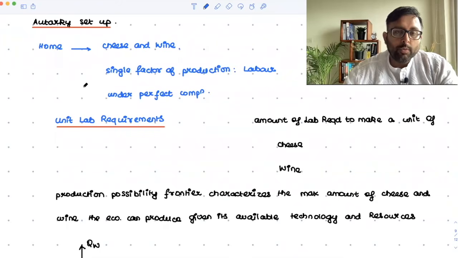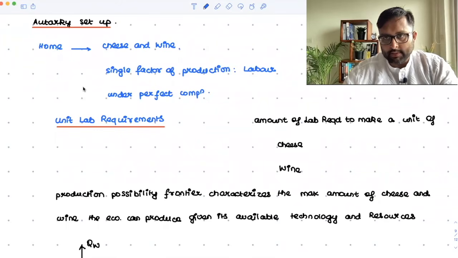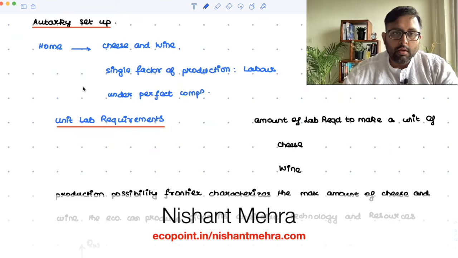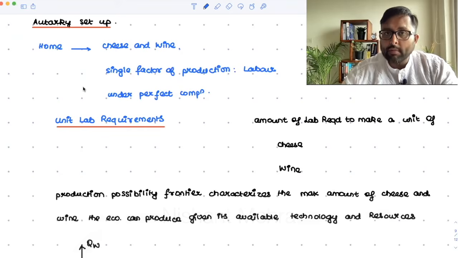In this recording, we are again going to look at the autarky setup. We're going to look at when there is no trade, and how the autarky equilibrium comes up. We are going to derive the relative demand and relative supply curves of one particular country when there is no trade. Later on, we're going to add another country and then introduce trade in this model.